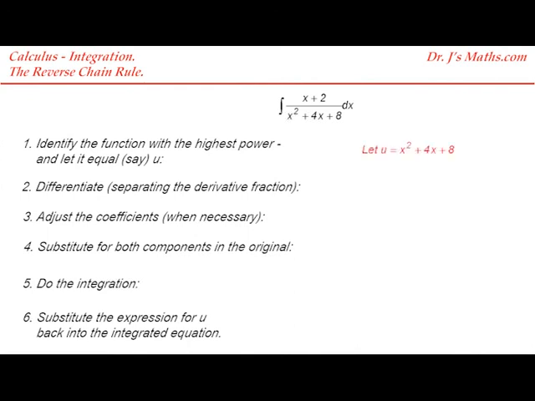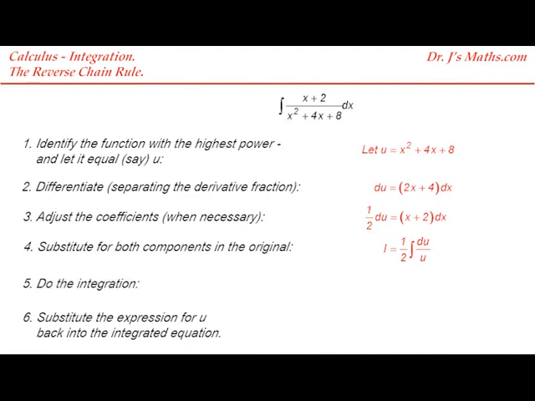So let u is equal to x squared plus 4x plus 8, du is equal to 2x plus 4 dx. Now to get back to the x plus 2, we're going to multiply both sides by a half, and then we can do our substitution on the basis of the information from steps 2 and 3. So the integral is equal to a half and then the du after the integral sign, and our x squared plus 4x plus 8 is in the denominator, so we'll put the du over u.